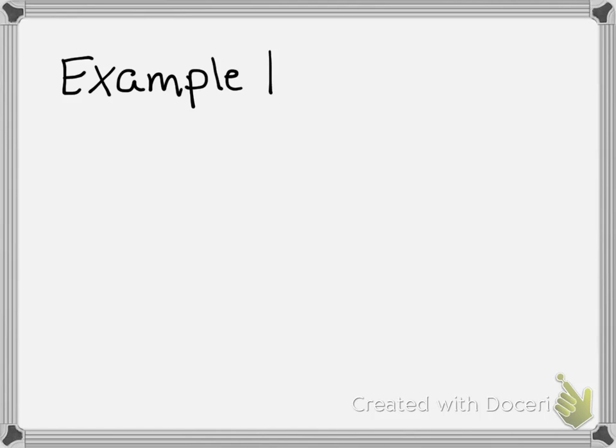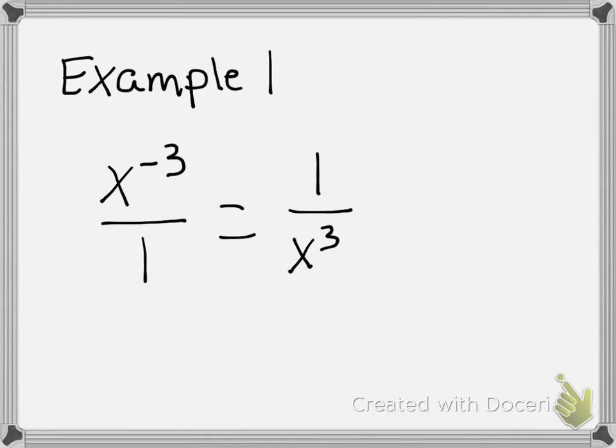So let's take a look at an example here. If we have x to the negative third, again, this is going to be over 1, so what we're going to do is invert it to make that exponent positive. So we would have 1 over x to the third as our final answer.